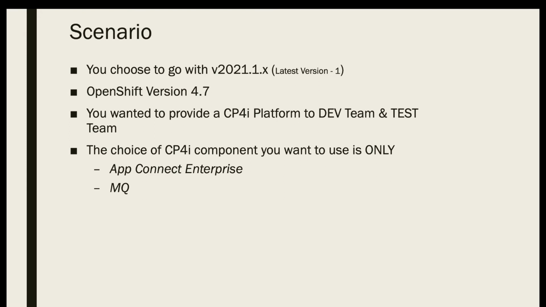The scenario that I'm putting in front of you is, as I said, latest version -1. OpenShift has 4.6 or 4.7 because it supports both. And you wanted to provide a platform to your development and test team, and the component required is AppConnect Enterprise and MQ. So with this scenario, how will you move forward?